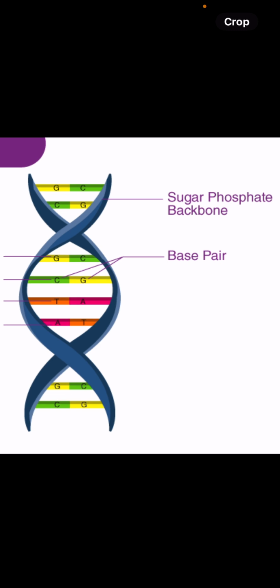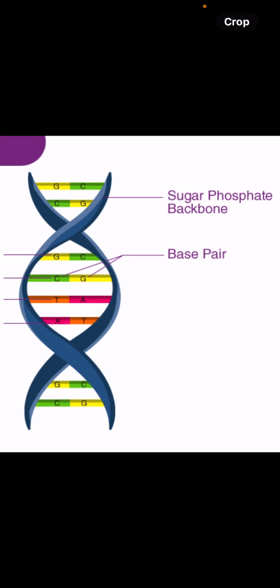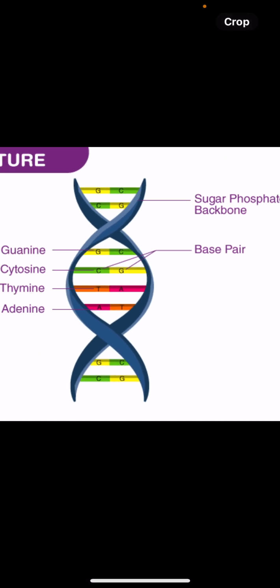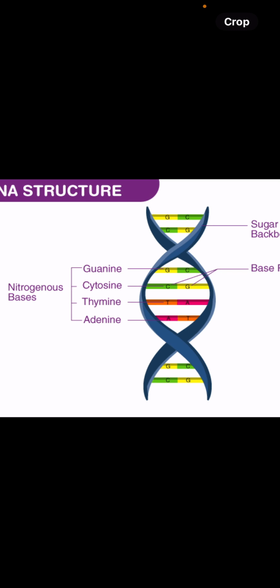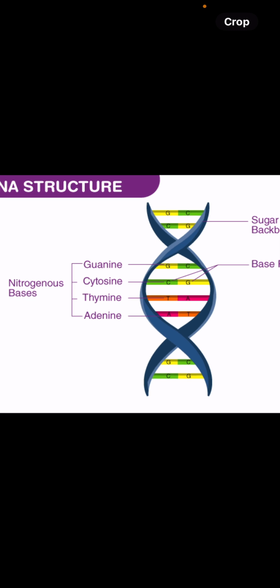Guys, this is the structure of DNA. You can see these are the sugar phosphate backbone. You can see C-G, this is the base pair over here, and then these are the nitrogen bases. You can see guanine, cytosine, thymine, and adenine.